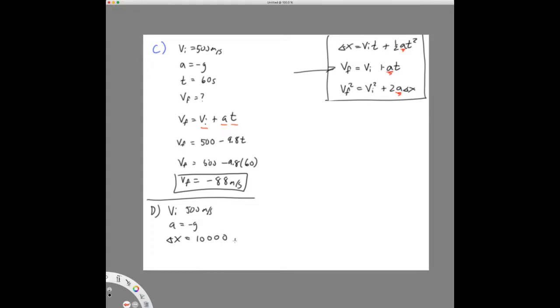Starting to get a little bit of time lag on my screen again.